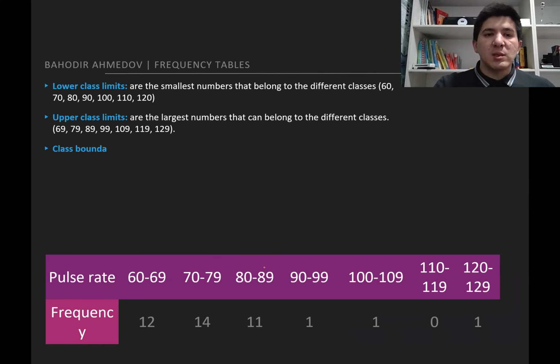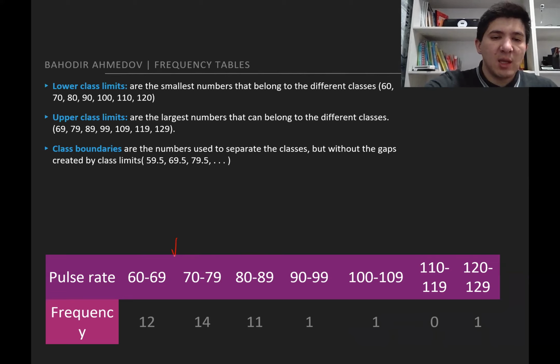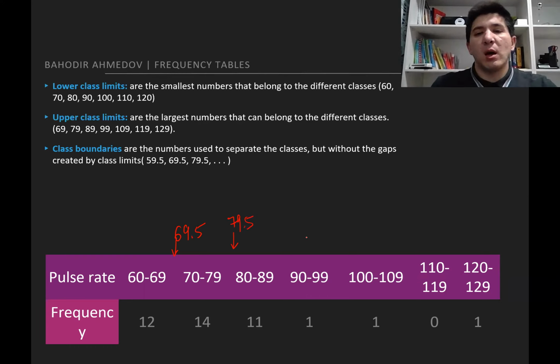The class boundaries are the numbers which separate two classes. If I look at the first class and the second class, there's basically no number between those classes. So I say that the class boundary between the first one and the second one is going to be 69.5. The class boundary between the second one and the third one is going to be 79.5, and so on.